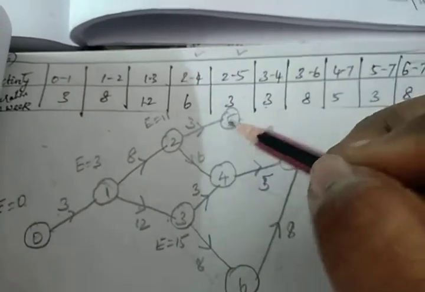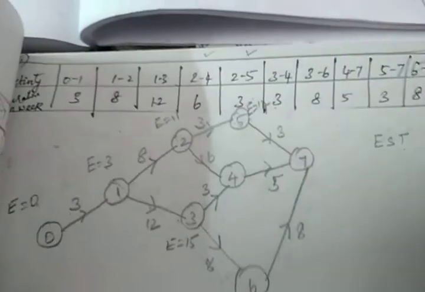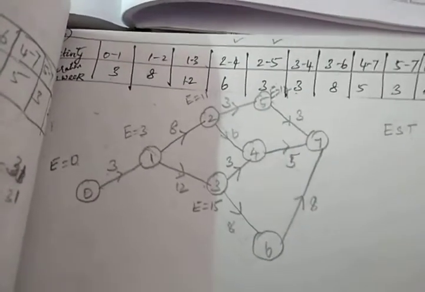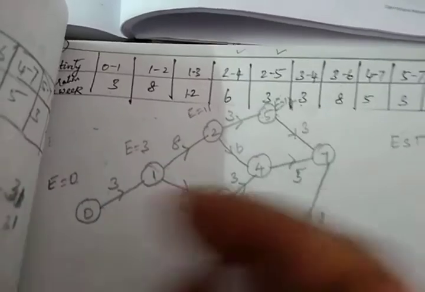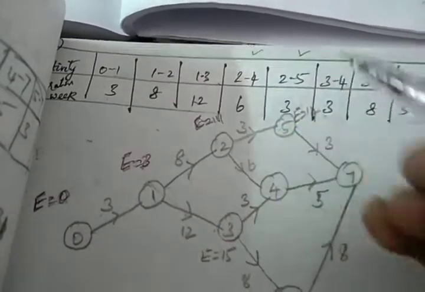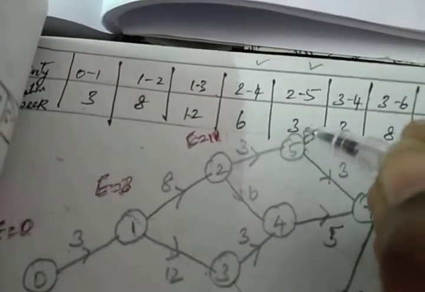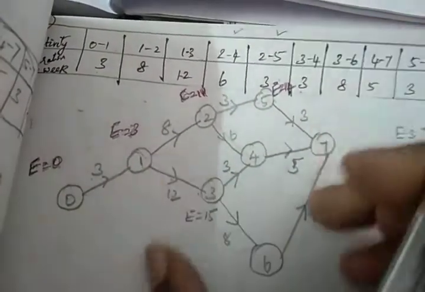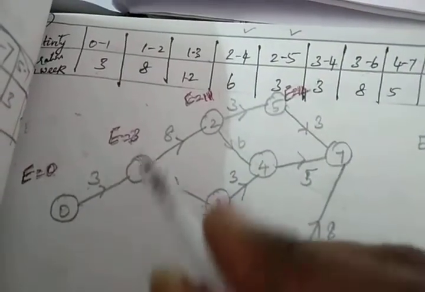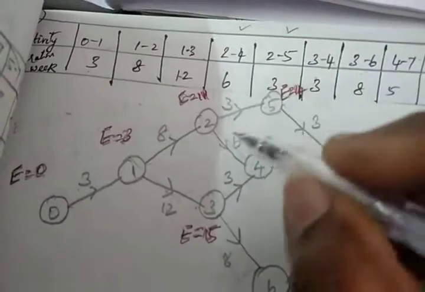Now 2 to 5, 11 plus 3 it will be 14. E is equal to 14. Let me indicate it by a different color. Here E equals 0, E equals 3, E equals 11, 11 plus 3 E equals 14. You can draw the picture a little bit below, so that it doesn't touch the table. Now 3 plus 12 E equals 15. So 2 to 5 is over.